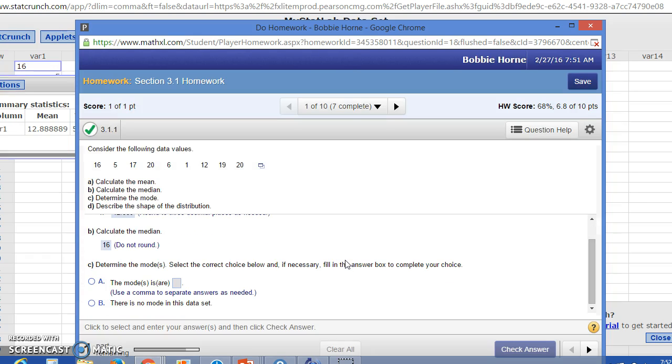Okay, for the mode, this is the number that occurs the most, that repeats. You can have more than one mode. Let's say your number repeats 3 times and you also have another number that repeats 3 times. Well, you can have more than one mode. You can also have no mode.